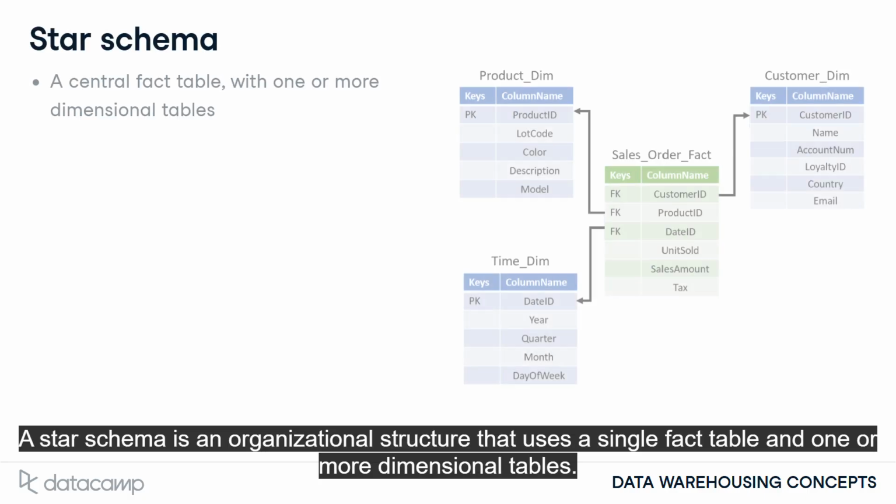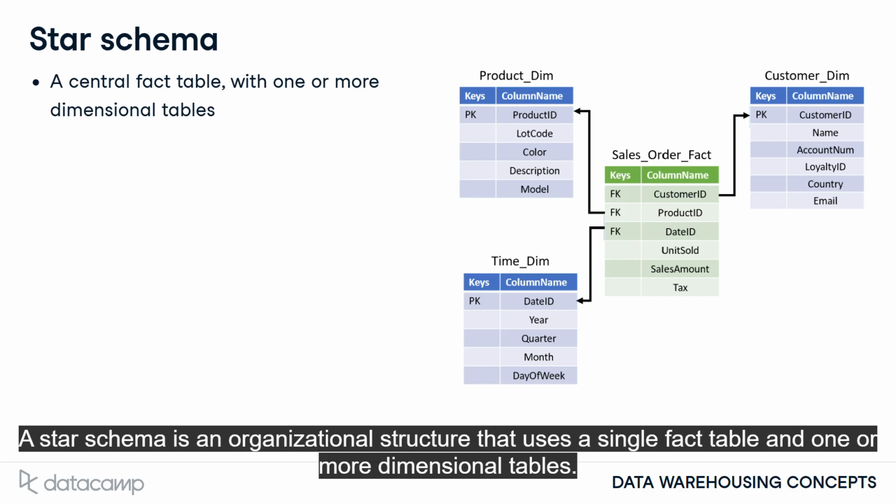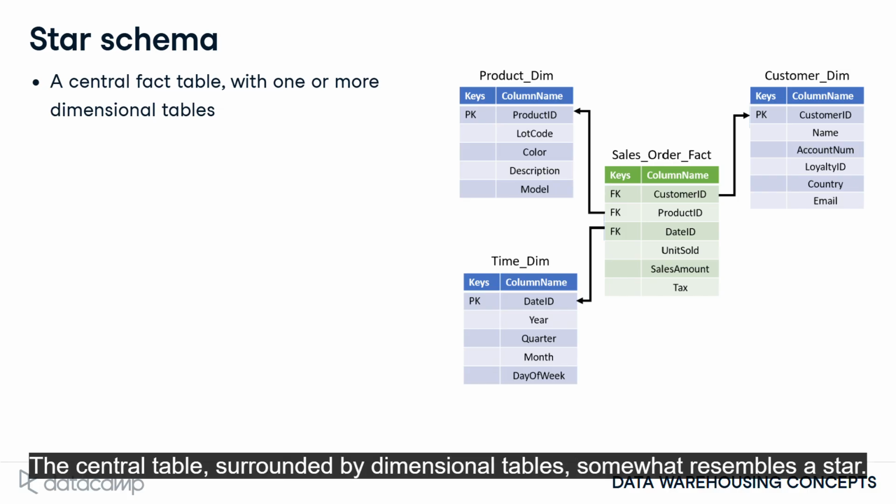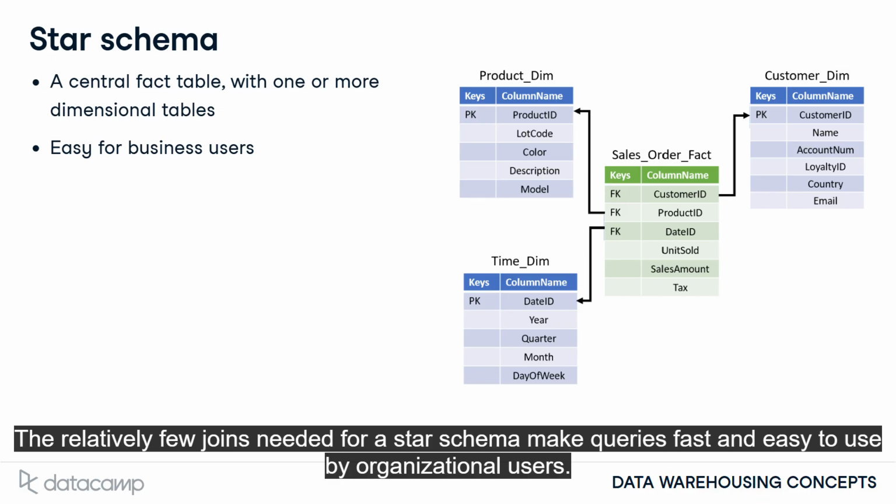A star schema is an organizational structure that uses a single fact table and one or more dimensional tables. The central table, surrounded by dimensional tables, somewhat resembles a star. The relatively few joins needed for a star schema makes queries fast and easy to use by organizational users.